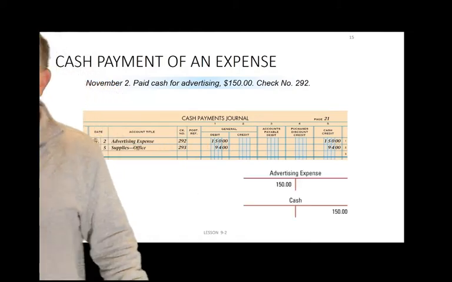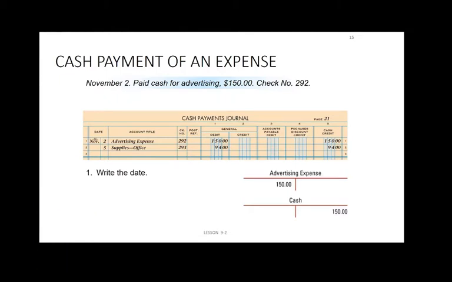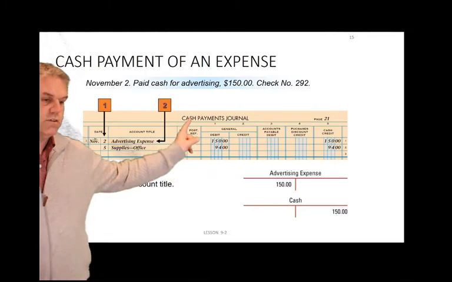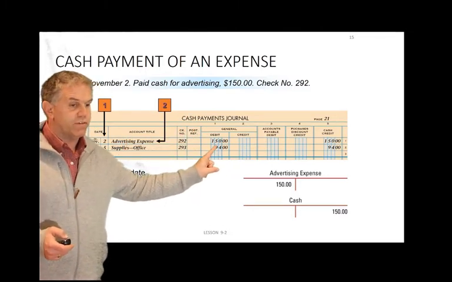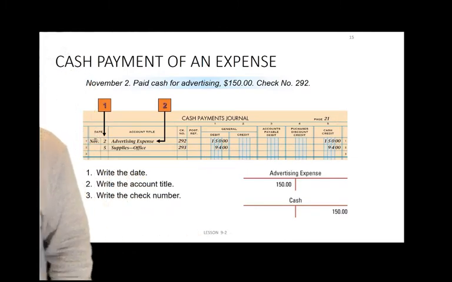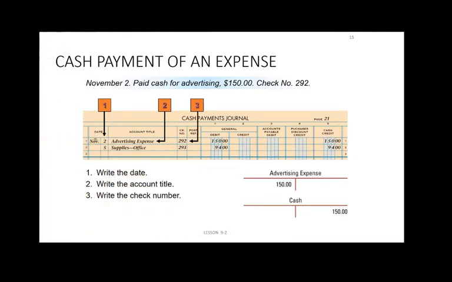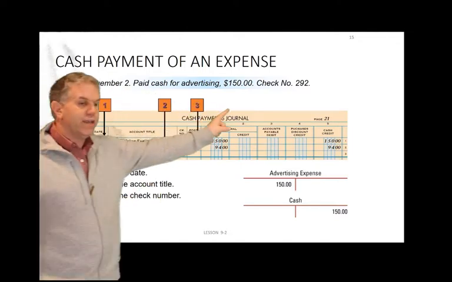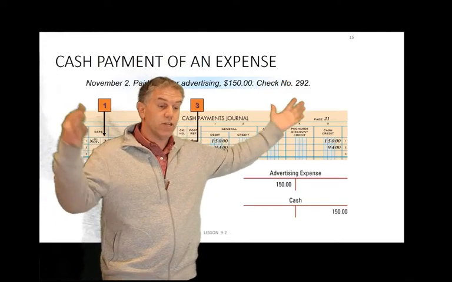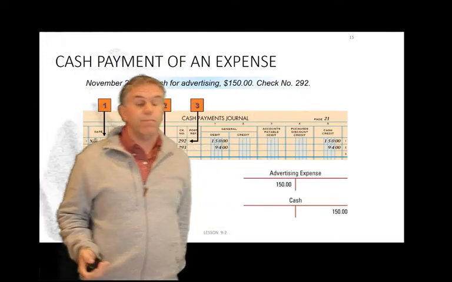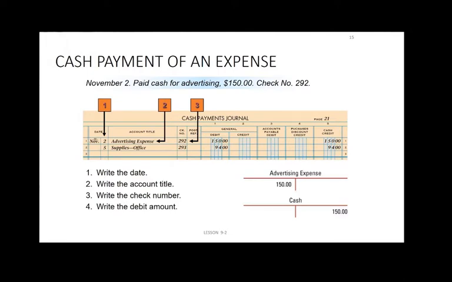Okay, so we talked about that. Our advertising expense is our debit, right? Write the date, write the account title. And again, just a reminder, it's the account title that explains what's in the general debit or credit column. Write the check number, in this case 292. Notice that you see the word check, or oftentimes we'll see C as our source document. Check, cash, cash paid, credit cash: cash payments journal. A little tip for you there. Write the debit amount, which was 150, then write the credit amount and we move on.